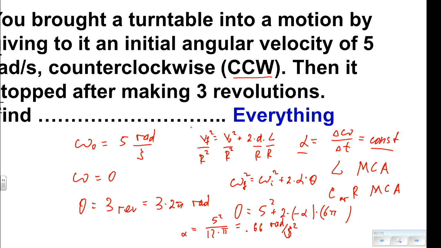squared. Yes? I'm confused where you got the equation for angular acceleration. Which one? This one? Yeah, 5 squared over 12 pi. Well, check my math. This is what I did. I keep 5. Oh, you solved for... I solved, yeah. 2 times 6, 12. 12 pi.